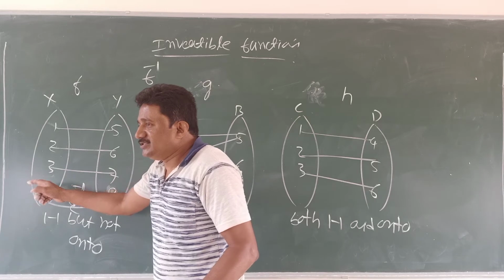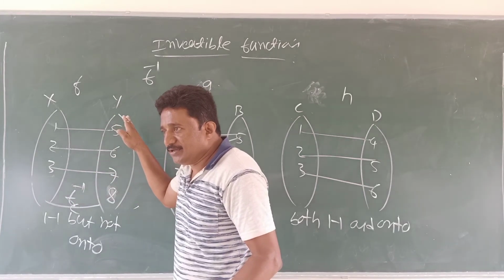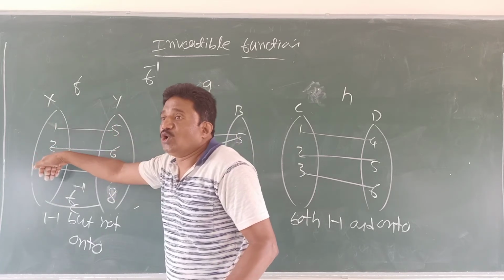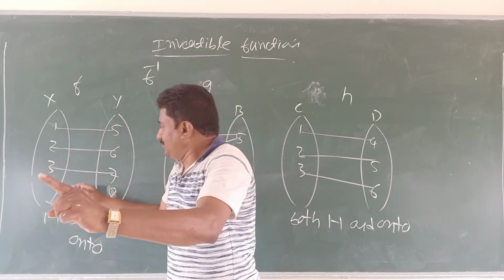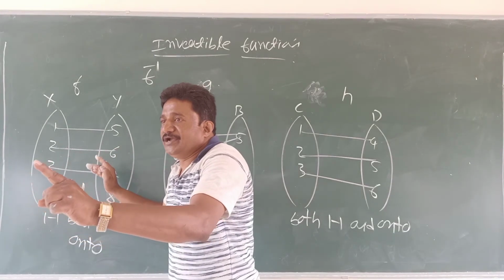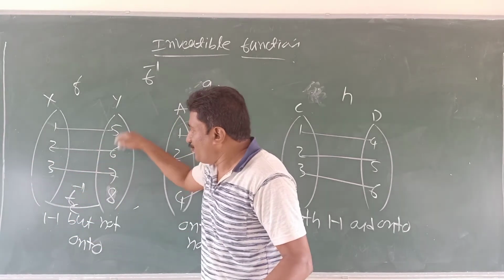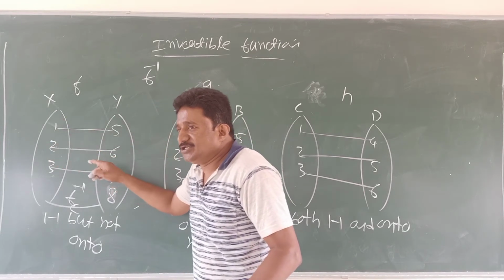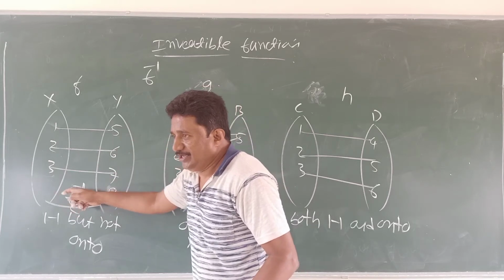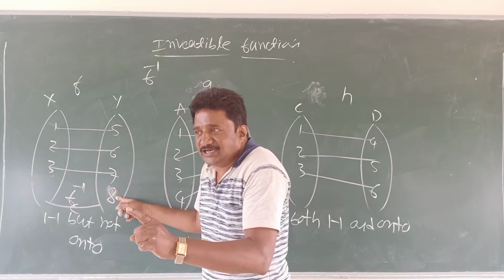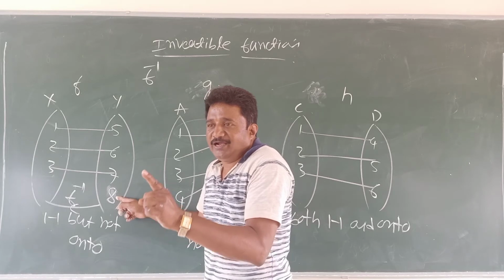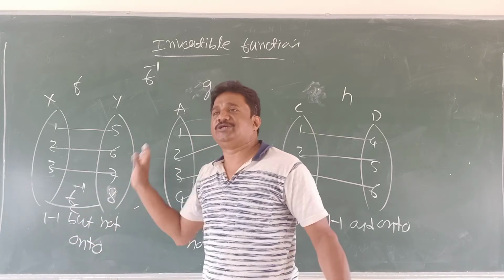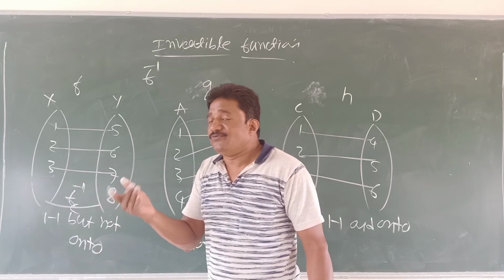For F inverse, this set becomes the domain. This one becomes the codomain. When we say the relation is a function, it relates all the elements of the domain with one and only one element of the codomain. Here you see, for F inverse, domain element 8 is not related. That means F inverse is not a function first of all. Define function.